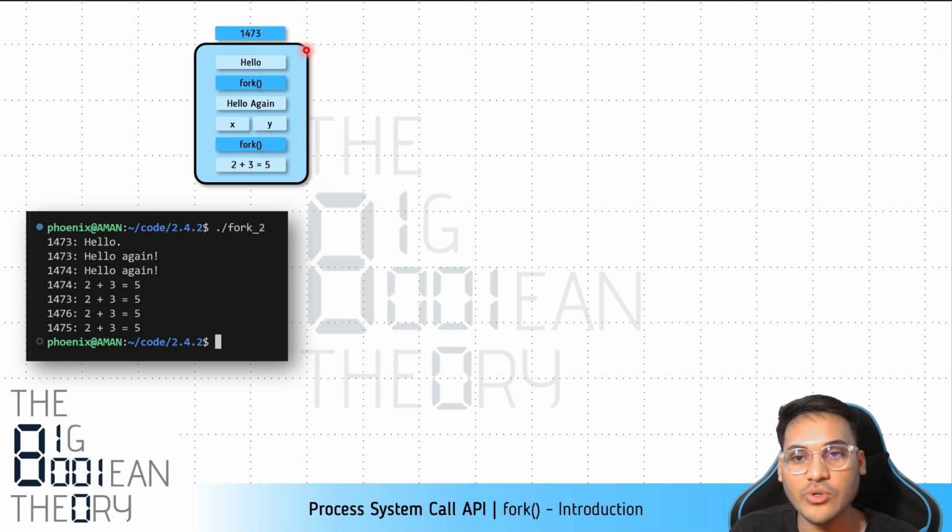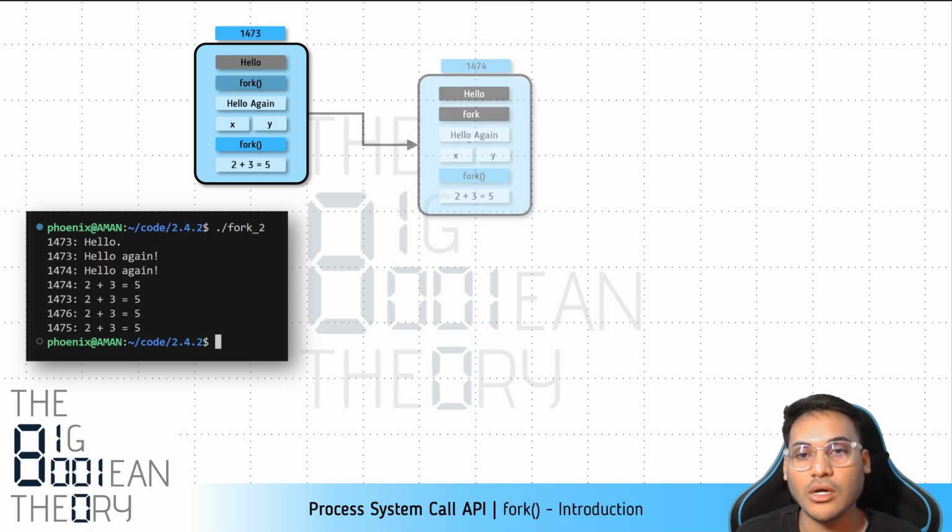When you launch the process, this is how the process looks. It has a process ID of 1473. The first statement that it executes is the hello statement, right? That is why we have this first line of output by the process with process ID 1473, a hello statement. Then it executes a fork, and then we will have a child process.